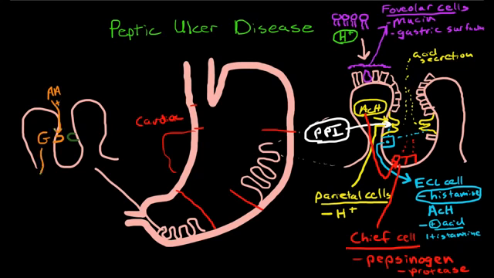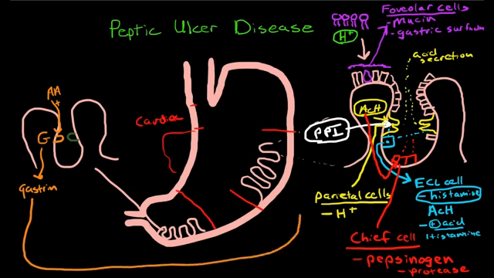And G stands for gastrin. Gastrin is a hormone that goes into the bloodstream and travels around the bloodstream and then zeroes in on its target, which is the parietal cells, and stimulates acid secretion. So that's three things that the parietal cells respond to.